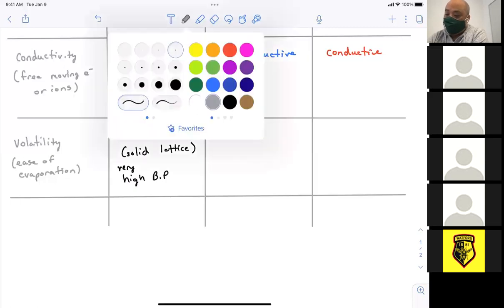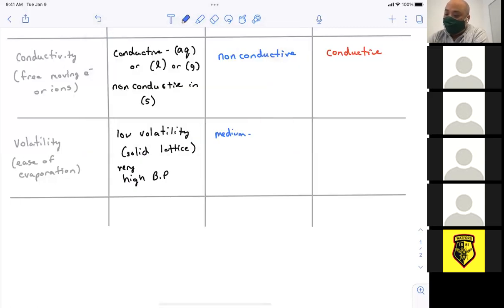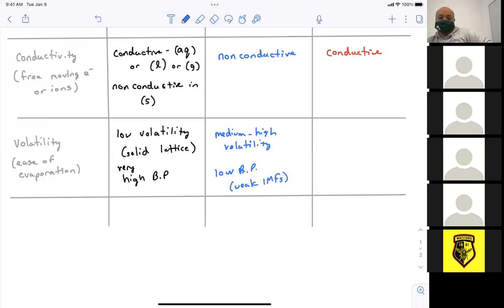With covalent, you have medium to high volatility. And so you have low boiling points here relative to ionic and metallic bonding, because this has weak intermolecular forces, which we'll talk about a little bit later. With ionic bonding, the intermolecular forces are the same as the bonding forces. That's what holds it all together. But with covalent molecules, you have the bonds within, but then you also have the weak attractive forces amongst the molecules. And that's what's trying to break. And that's a lot easier to break than a covalent bond.